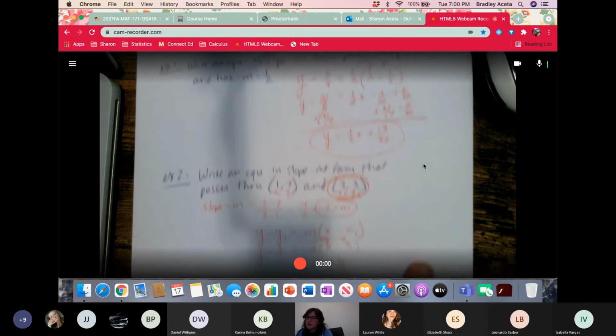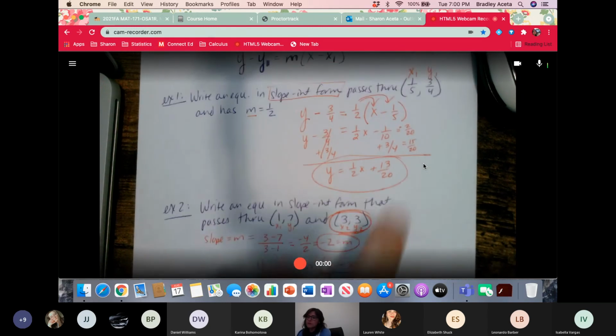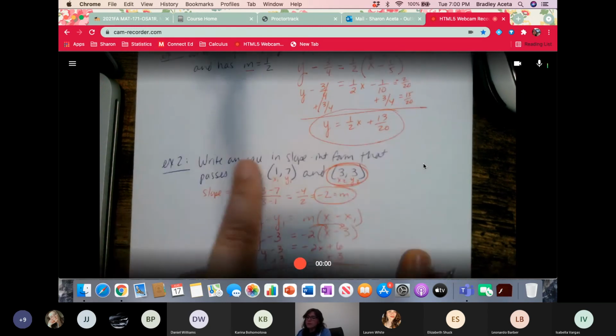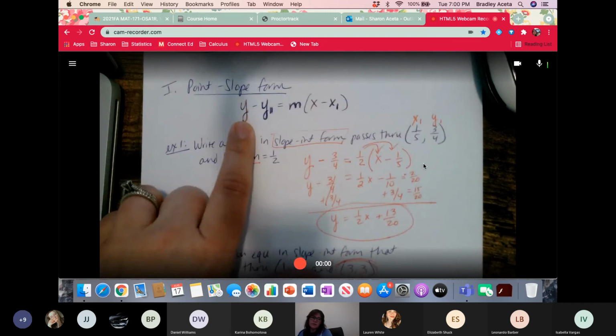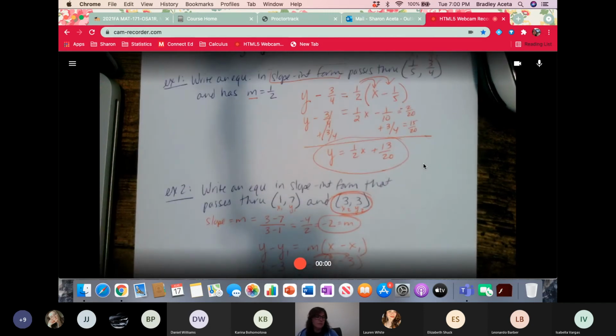And that's finding an equation when they give you 2 points. So they could give you a point and a slope. They could give you 2 points, but we're always using this point slope form.